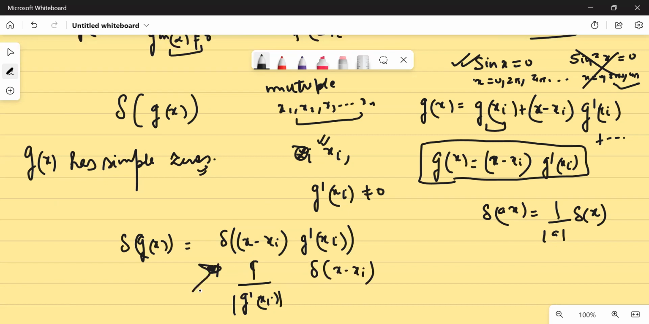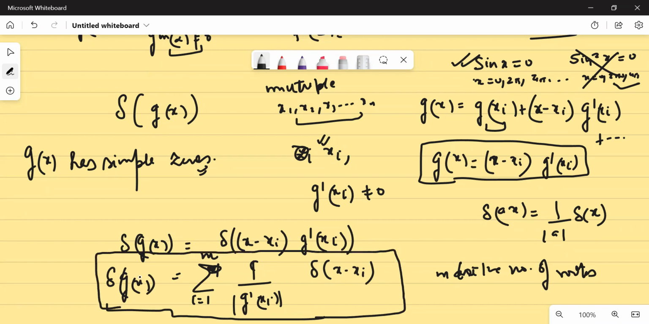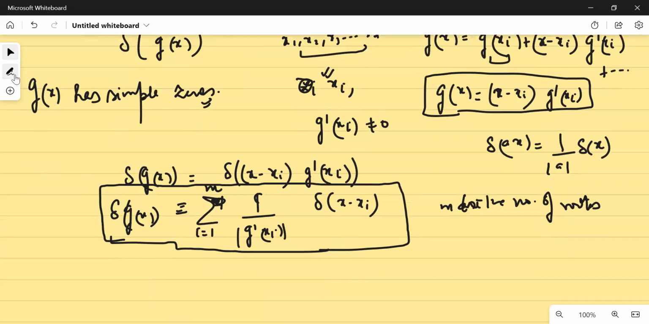And here xi can be different other things. So you can write m if m is the number of the possible zeros. I'll come to it, don't worry about it. So you have to remember this particular formula. I have given you the motivation to find it, this is how we do it. So Dirac of g(x) will be equal to 1 upon mod g dash xi, Dirac of (x minus xi), where g(x) is a function which has simple zeros at x equal to xi.